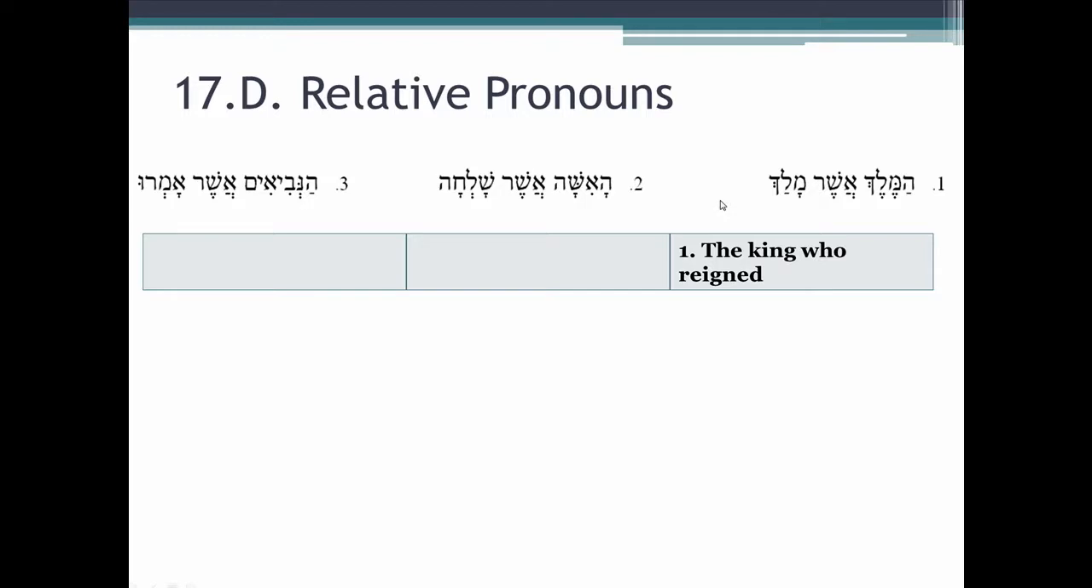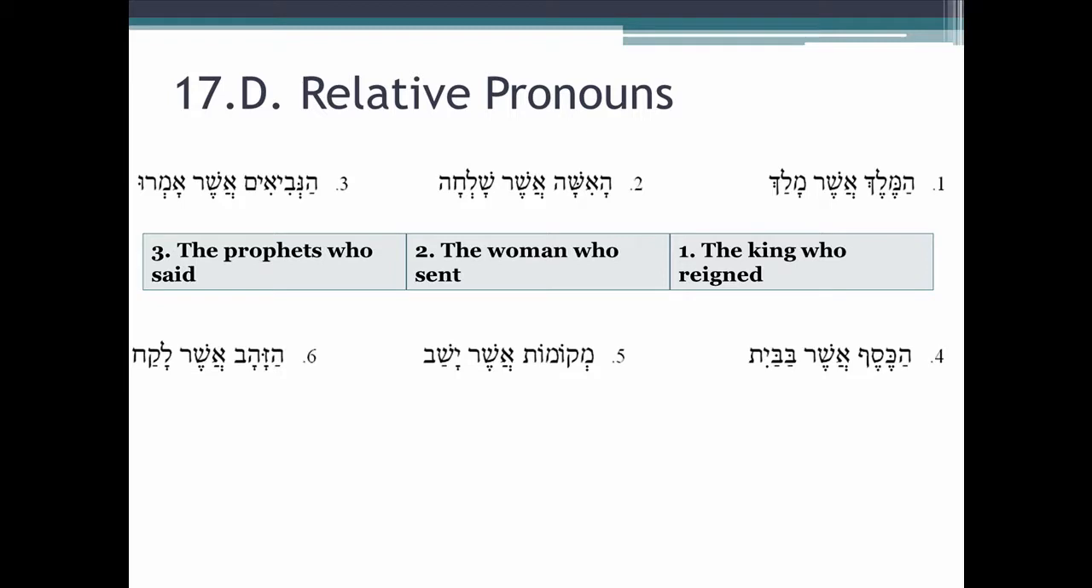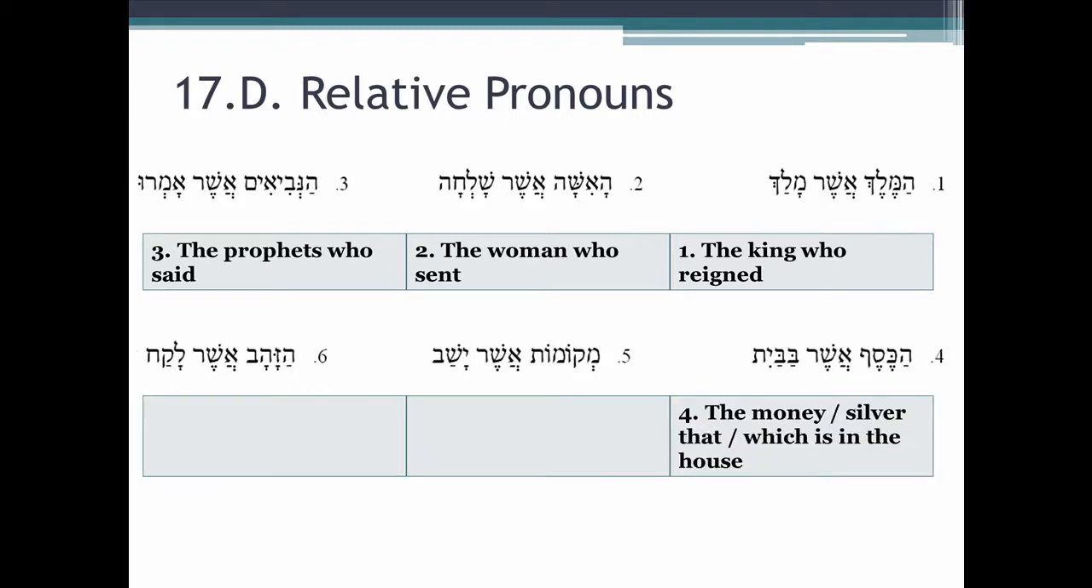So number 2, Ha'isha asher shalacha, the woman who sent. Number 3, Hanevi'im asher ameru. Again, notice the plural verb form. So we have the prophets who said. Number 4, Hakesef asher babayit, the money or the silver that or which, again, just depends on what you want to choose. The money which is in the house.